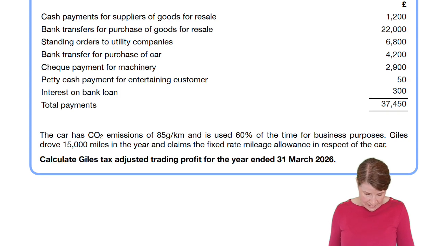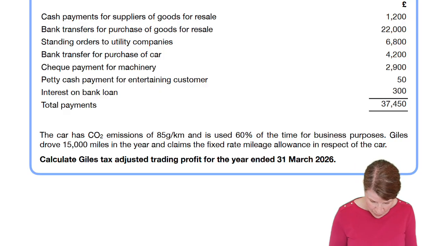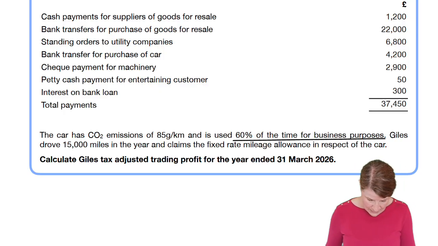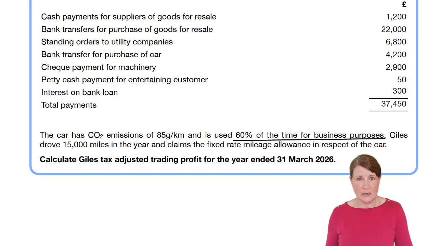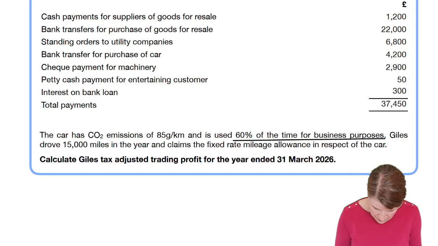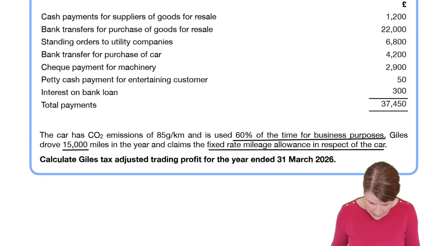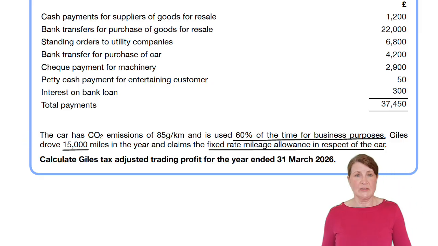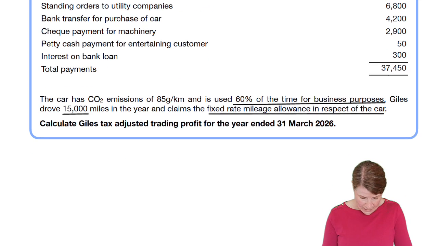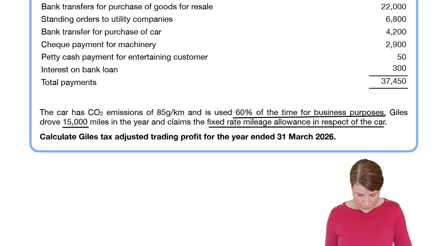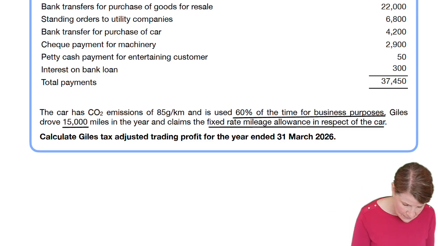We're told the car's got CO2 emissions of 85 grams per kilometre travelled. Is used 60% of the time for business purposes. And this time, Giles is going to claim that fixed rate mileage allowance. And he drove 15,000 miles in the year, of which 60% is for business purposes. So we're going to calculate Giles's tax adjusted trading profit for the year ended the 31st of March 2026.